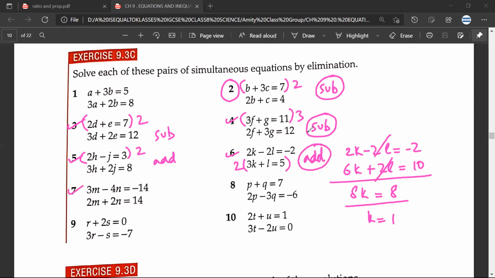Question number 7. We can multiply the second equation by 2, and then we'll add. Then we will multiply the first equation by 3, and we will subtract. We'll add. Add. If you notice in this equation, whenever there's a minus, you have to add.